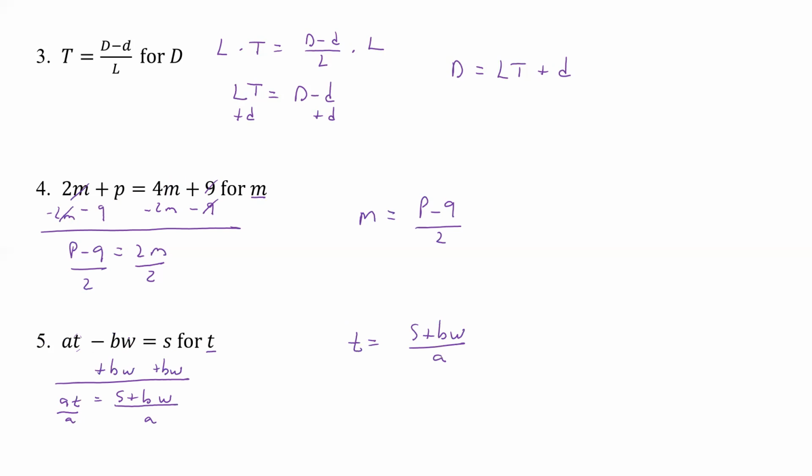We could have solved for w here. We could have solved for b or a or s. We've already solved for s, so we don't have to do that one. But we could solve for any of the variables. So that's a nice thing, being able to rearrange an equation and have it solved for the variable that you need.